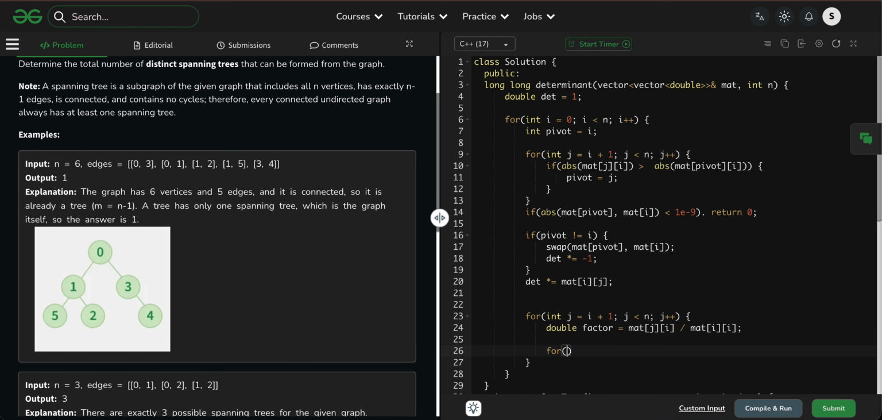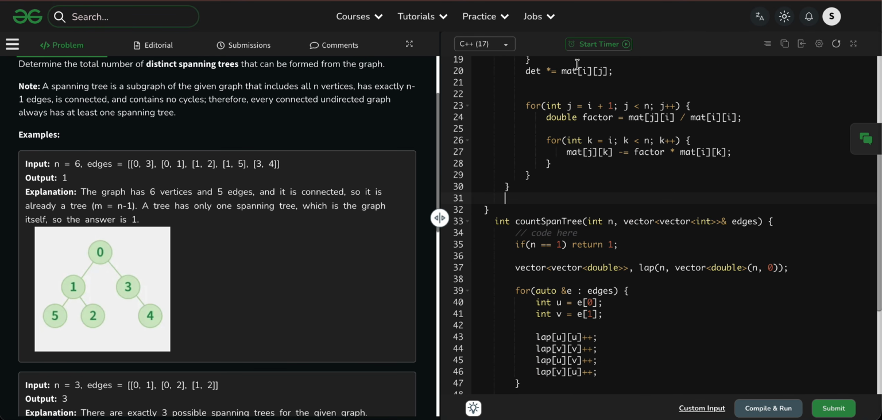And then for int k is equal to I and k greater than or equal to n and k plus plus. Now mat of j and k minus is equal to factor of into mat of I and k, right? Now I just have to return round, how much, round of that, right? Now just compile and see.